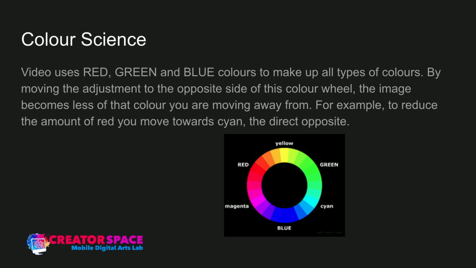So color science, so video, and this will be video and photography I should say, uses red, green, and blue colors to make up all types of colors. So this is a little bit different than paint and printing, where we have the idea of CMYK, so cyan, magenta, yellow, and black. And here we have red, green, and blue. And this is what creates the images, RGB. And again, with photography, once you get into printing, yes, then you can go into CMYK, you can work in that area.